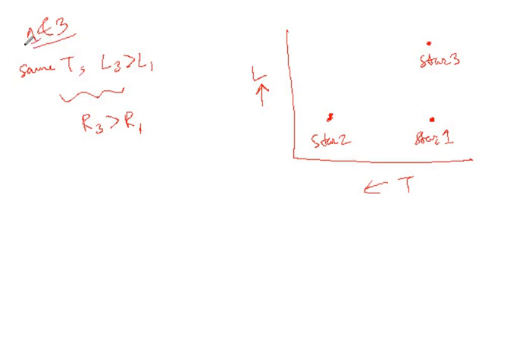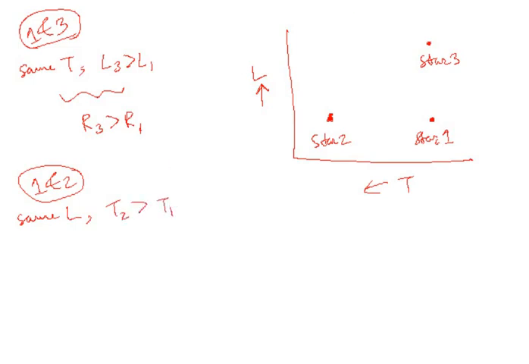Now, this is about star 1 and 3. Next, what about star 1 and 2? These two have the same luminosity, right? They have the same value. But, you see, the temperature of 2 is more than the temperature of 1. So, even though they have the same luminosity, T2 is greater than T1.